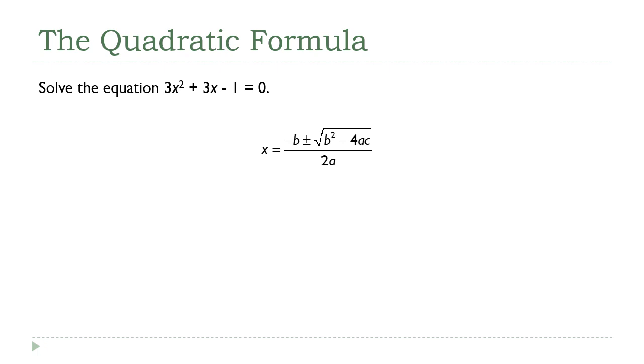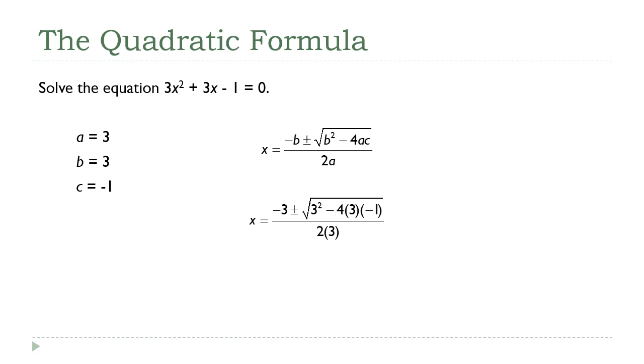So the first thing we need to do is pull out those three parameters, a, b, and c. Right? A is going to be the number in front of the x squared, that's 3. B is the number in front of the x, that's another 3. And c is the -1 at the end. So if I substitute those into the formula, we get x equals -3 plus or minus the square root of 3 squared minus 4 times 3 times -1 all over 2 times 3.